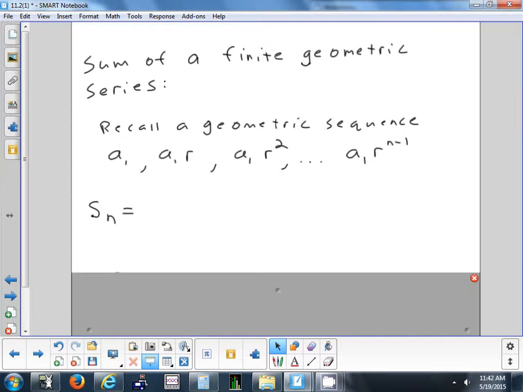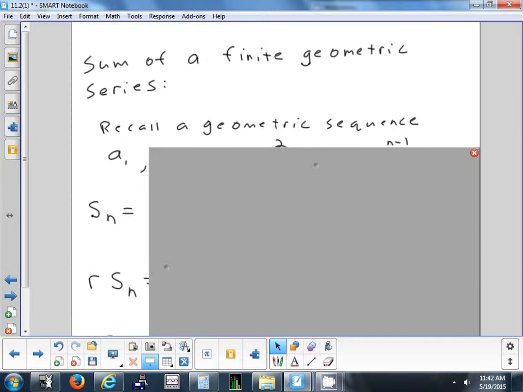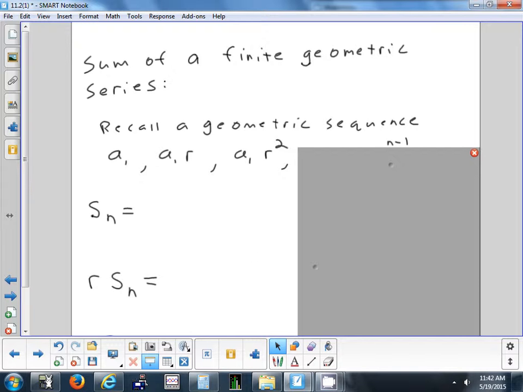Okay, well here's your first term, a sub 1. To get your second term, you multiply by the common ratio. You'd multiply by r. Whatever a sub 1 is, multiply by r. To get the next term, multiply by r again. A sub 1 r squared. Okay, next term would be a sub 1 r cubed. A sub 1 r to the fourth, all the way up until you get to the nth term. A sub 1 r to the n minus 1.